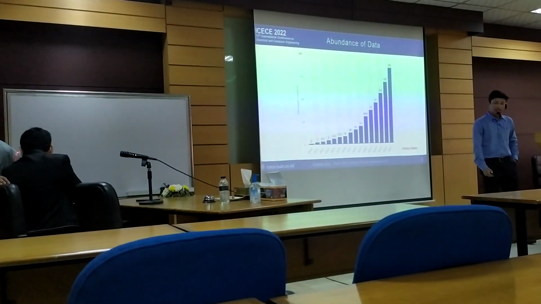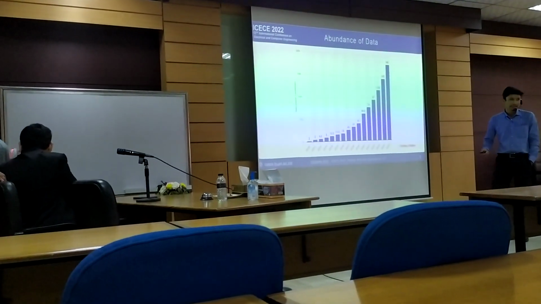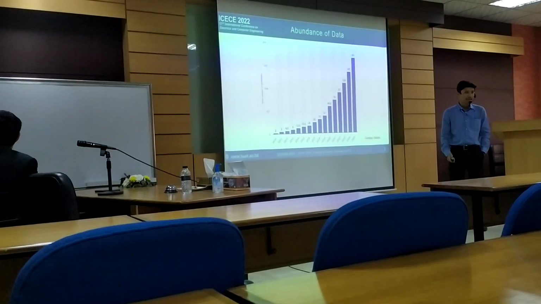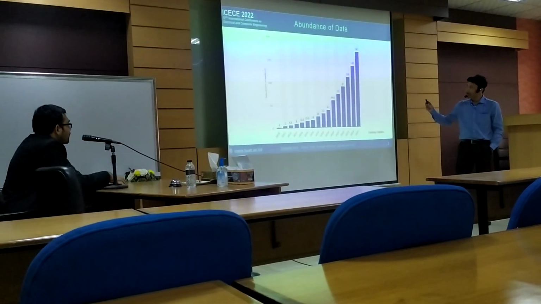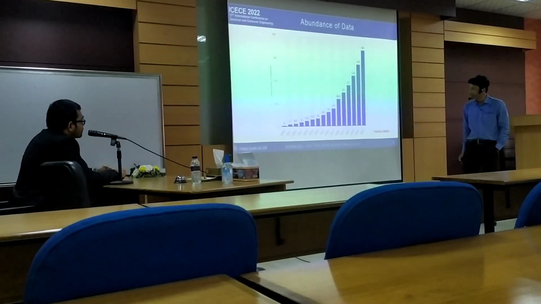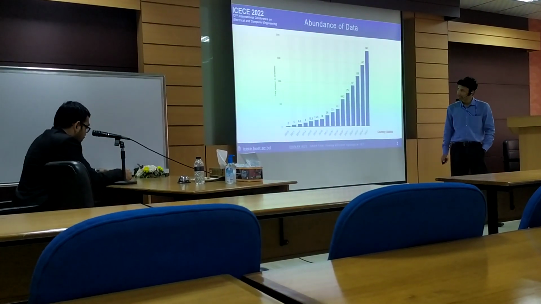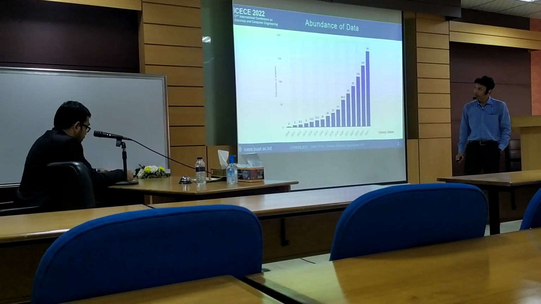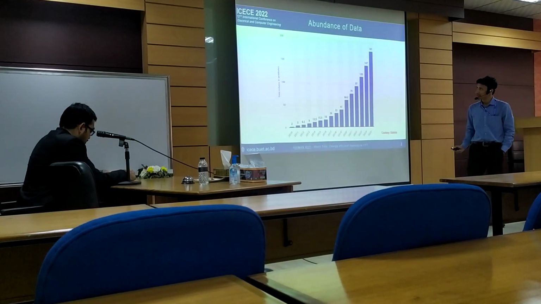So now I'm starting. You can see in this graph that as time proceeds, the demand for data inevitably increases, and you can see an almost exponential increase in the data. And in the year 2025, there will be 181 zettabytes of data generated. One zettabyte is 1 million petabytes.